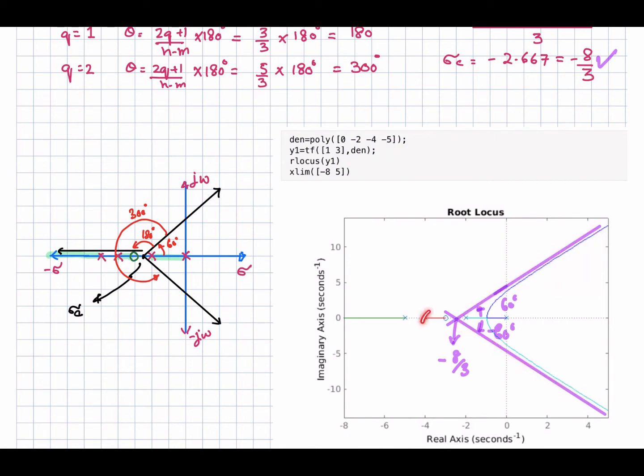Okay, so this pole will be moving towards 0 because this is part of the root locus, and this pole will be moving towards infinity along this portion of the real axis. Okay, so that is the root locus plot of that one.